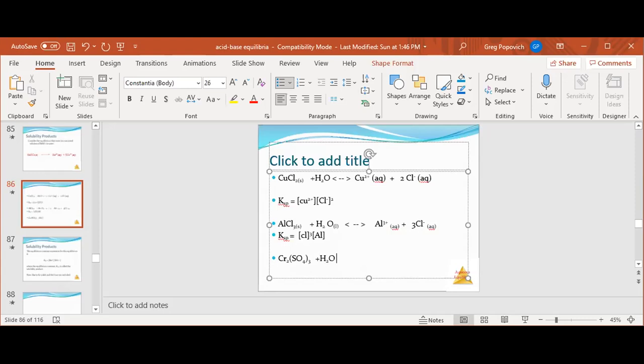What does this make? Would it be Cr and SO4? Okay. How many Crs? How many atoms of Cr do I have on the left? Is it two? Two. So I'm making two of them. How about my SO4s? You have three.